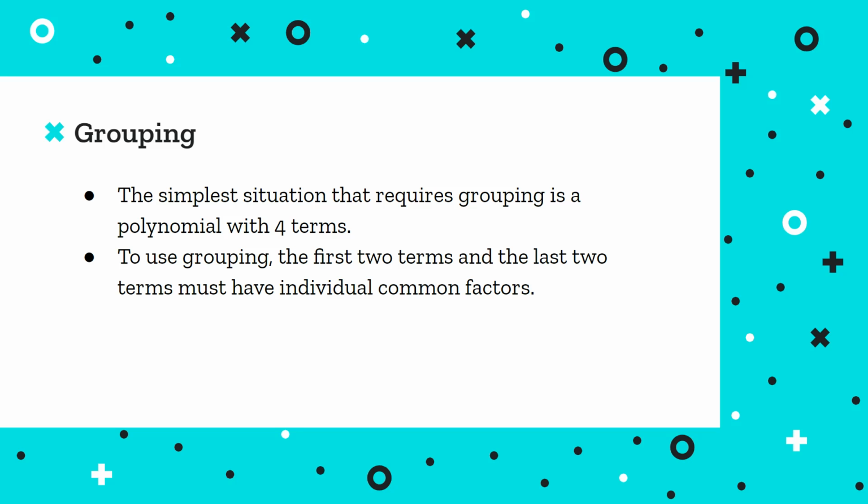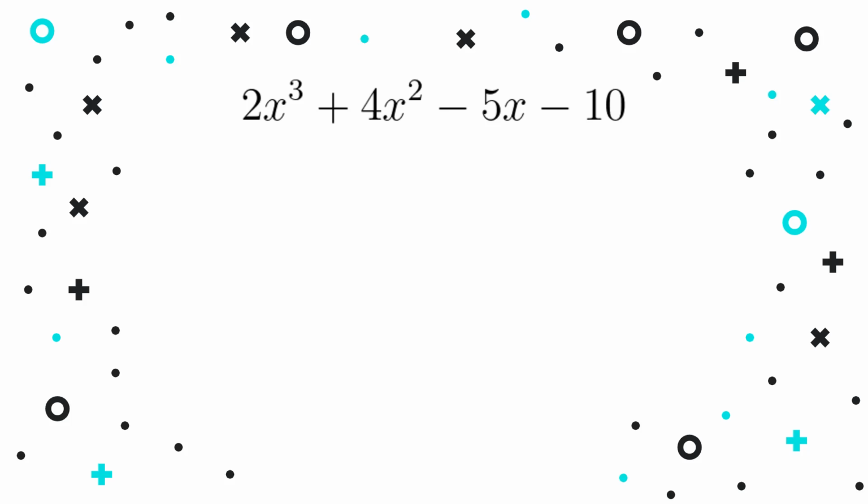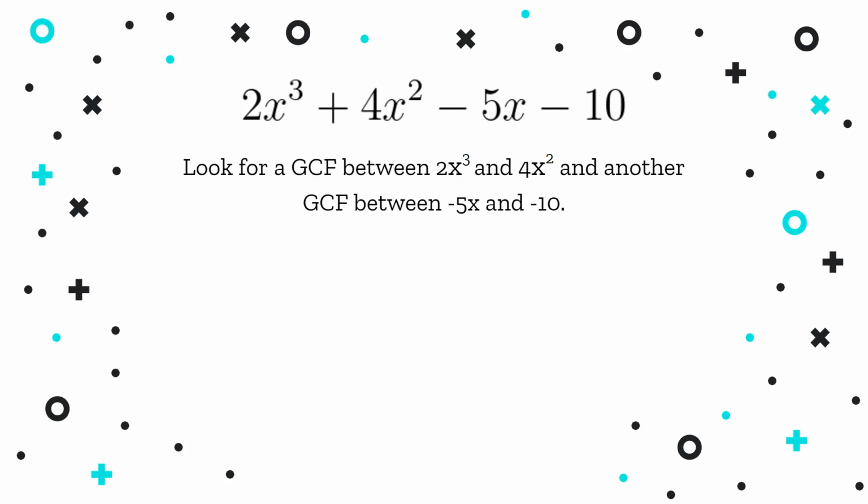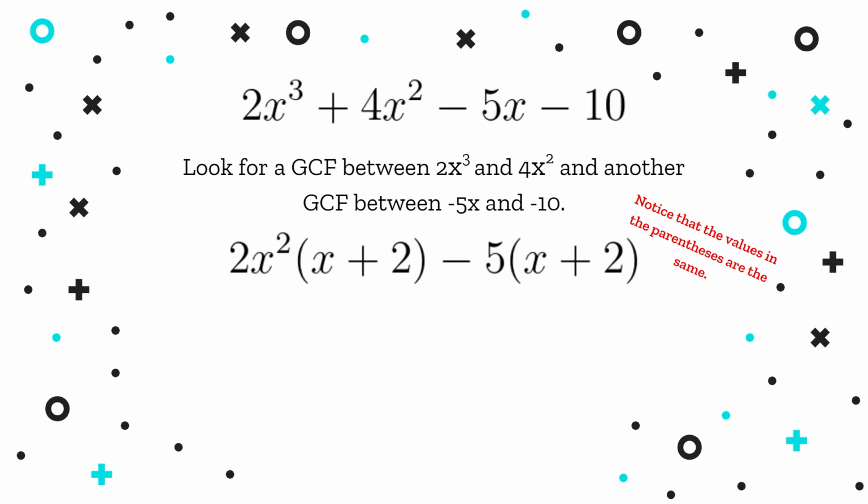The simplest situation that requires grouping is when you're dealing with a polynomial with 4 terms. To use grouping, the first 2 terms and the last 2 terms must have individual common factors. So when looking at this 4-term polynomial, the first thing that you need to do is to look for a GCF between 2x cubed and 4x squared, and a separate GCF between negative 5x and negative 10. There is a GCF of 2x squared between the first two terms and a GCF of -5 between the last two terms. So these two GCFs are divided out to get what is seen here.